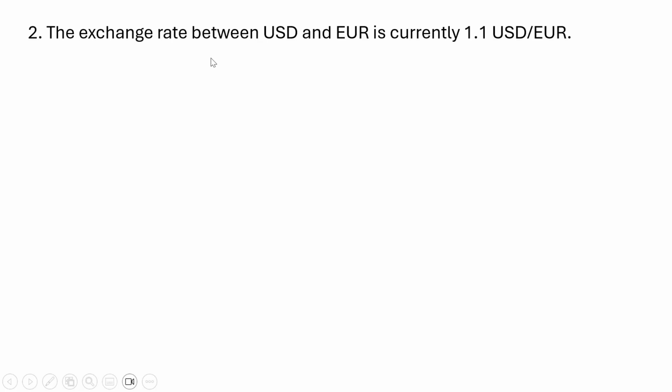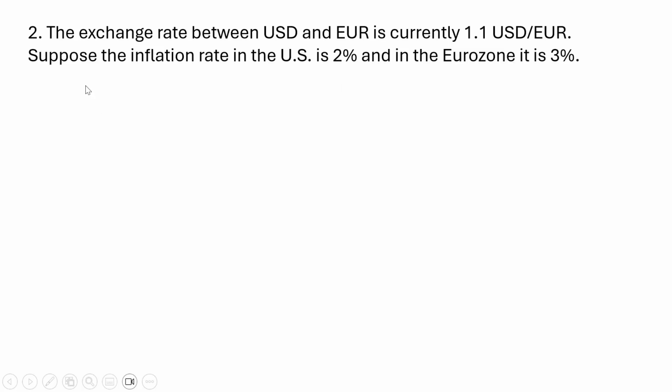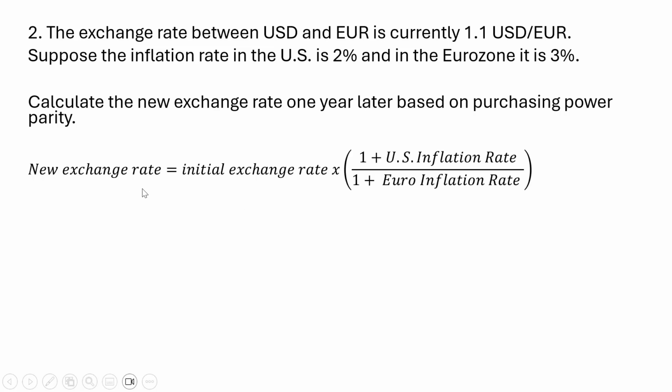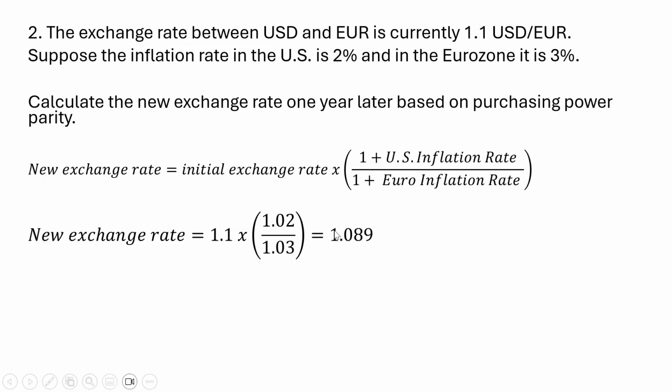And question 2, the exchange rate between the US dollar and euro is currently 1.1 US dollars per euro. Suppose the inflation rate in the US is 2% and in the Eurozone it is running at 3%. We want to calculate the new exchange rate 1 year later based on the purchasing power parity. So the new exchange rate will equal the initial exchange rate multiplied by 1 plus the US inflation rate, all divided by 1 plus the euro inflation rate.